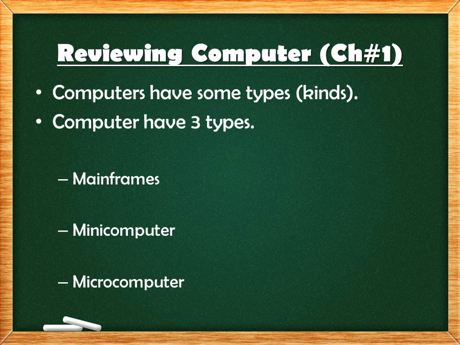Computers have three types: mainframes, mini computers, and microcomputers. It's also mentioned in the book on page number 3 at the first line. There are three kinds of computers: mainframe, mini computer, and microcomputer. Let's discuss all three one by one.